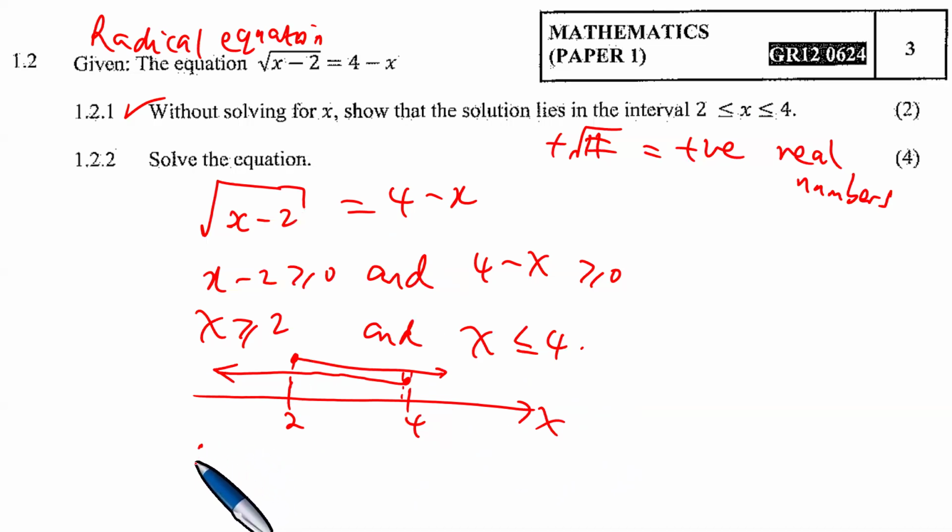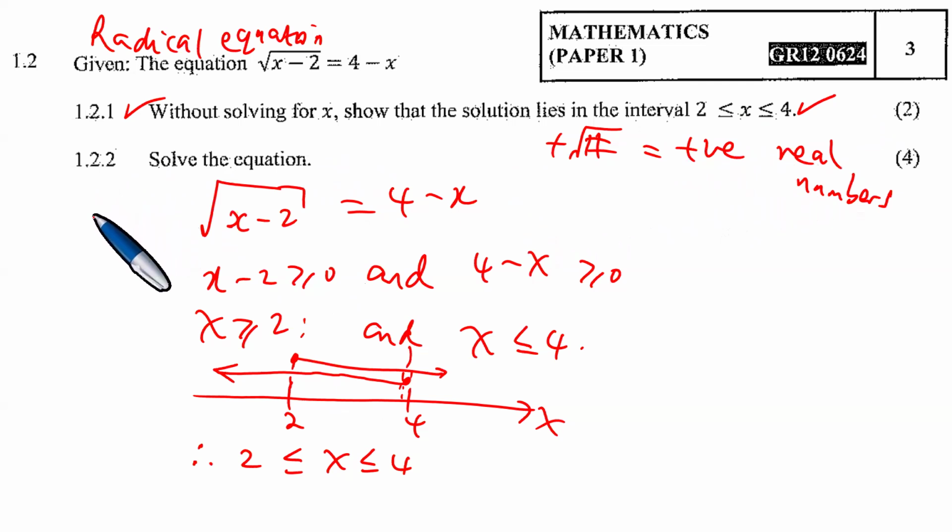Which means we're able to say 2 is less or equal to x, less or equal to 4. This solution is true for x lying between 2 and 4. So without solving for x, we've been able to show that the solution lies in the interval x between 2 and 4, inclusive of both 2 and 4. Next question.